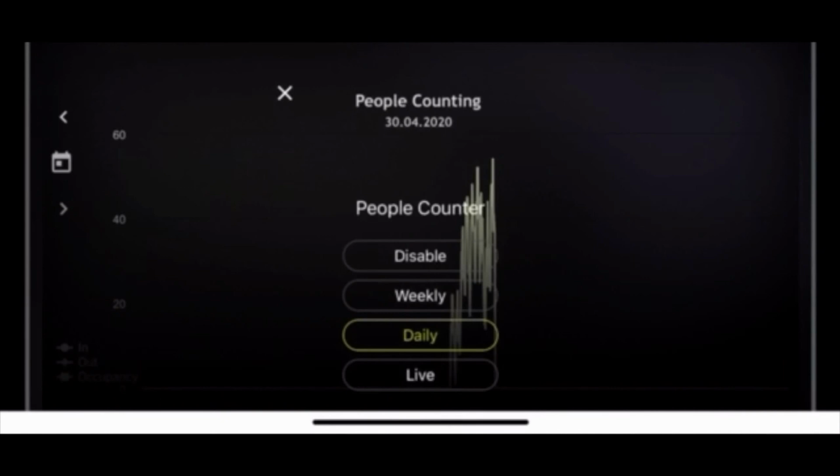So again, they can pop up. We can set the frequency of reminders and those kinds of things as well, if the occupancy stays over a certain level for a period of time.